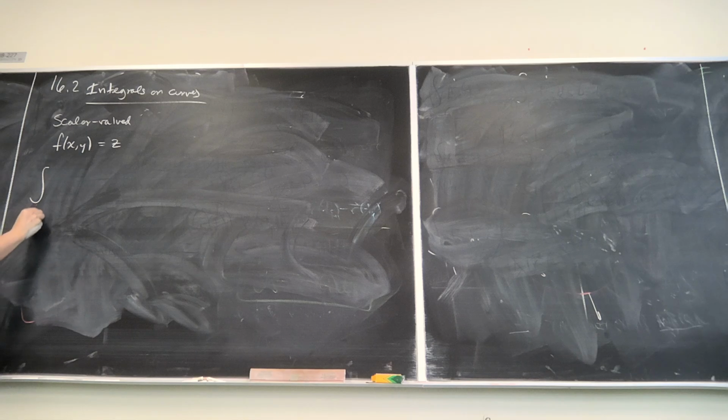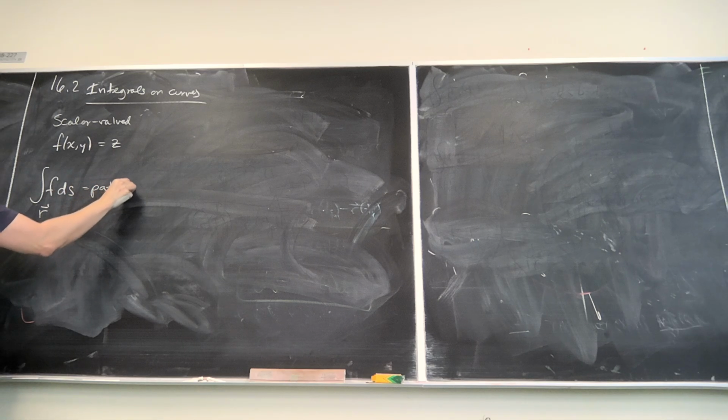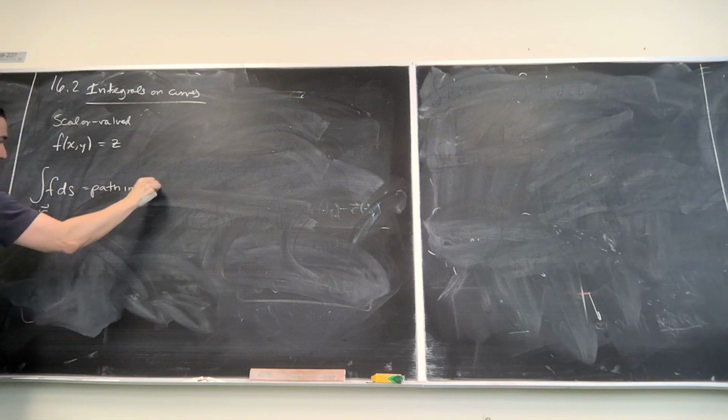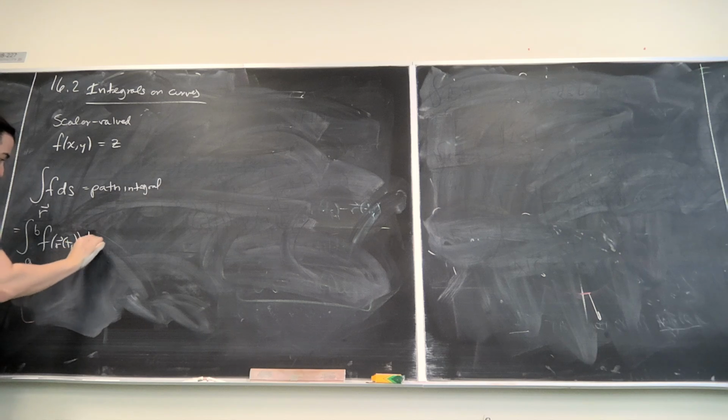So when we integrate a function f ds, the interpretation of this, so that we did this last time, this was called the path integral. It had a calculation formula that came with it that said that it was equal to the integral from a to b of f of r of t, times, I guess I should say, not dt, there was a magnitude of r prime of t here.